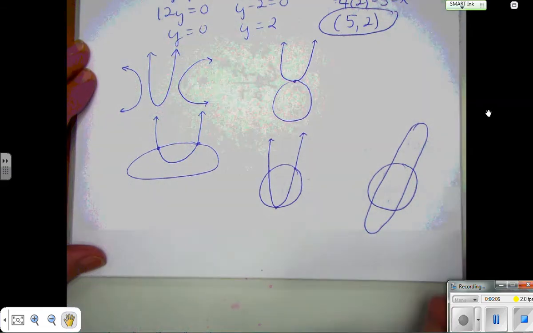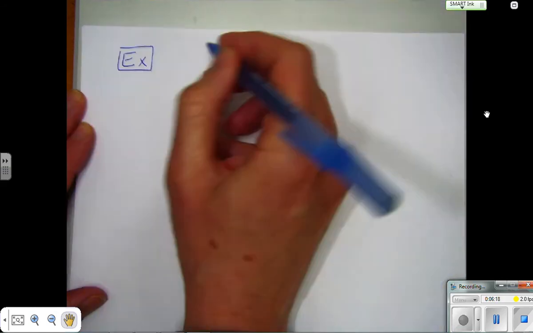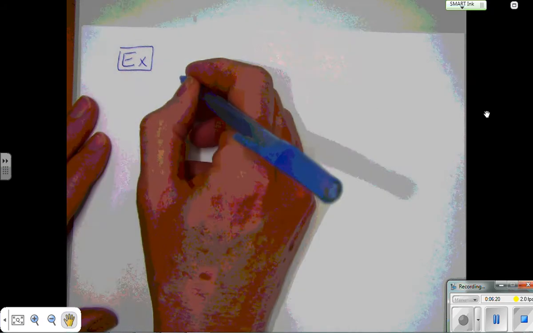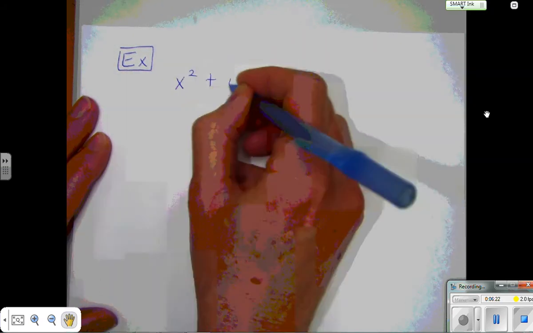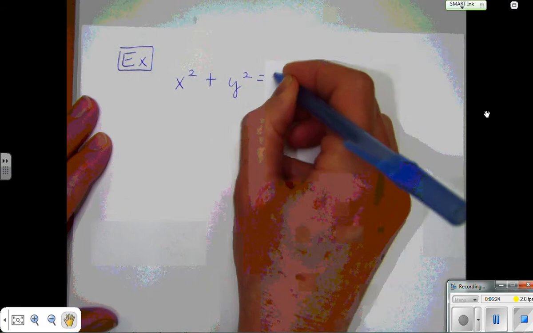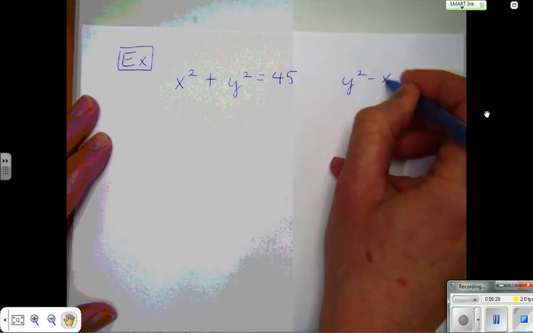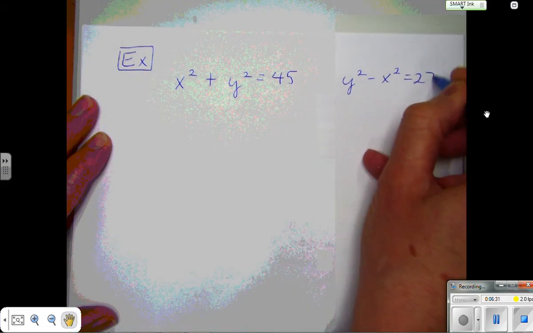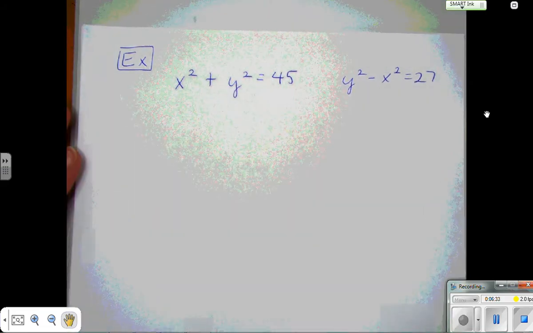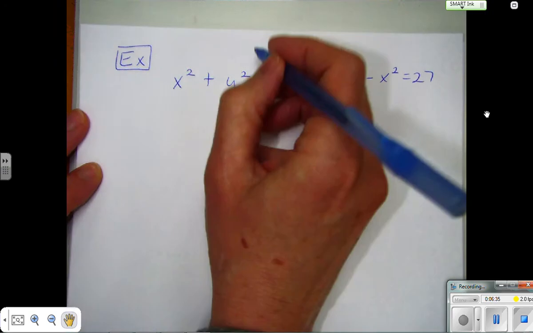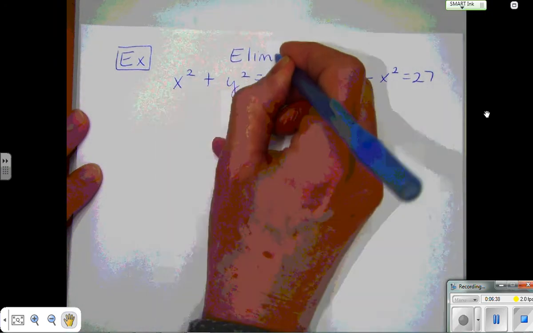Okay, so let's do an example. We're given a circle and a hyperbola. So when you have 2 conic sections, you want to use elimination to solve.